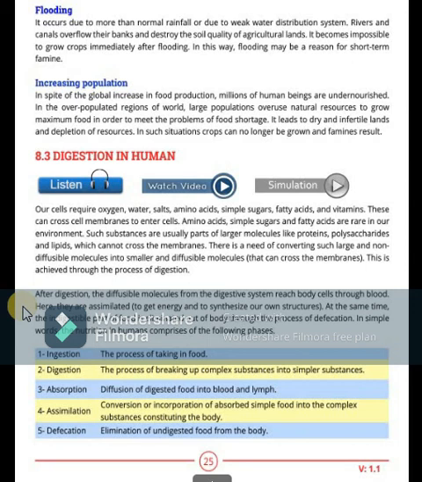So this is all about the major components of food. Next we will talk about the digestive movements. Thank you.